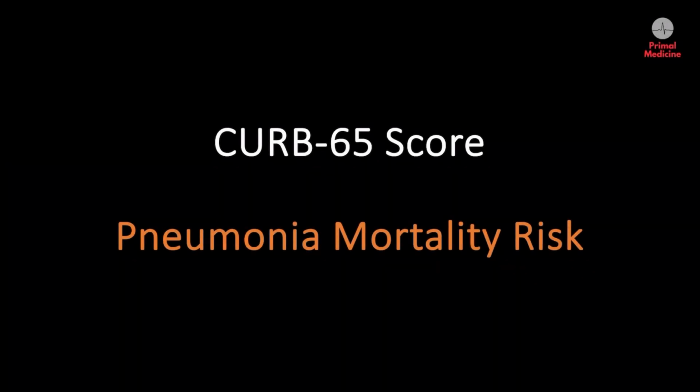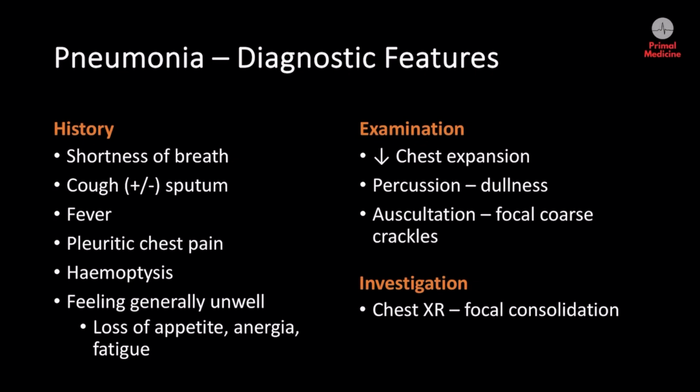Today we will cover the CURB-65 score and how we can use this to assess the risk of mortality in patients diagnosed with pneumonia. There are a number of signs and symptoms which the patient may present with to indicate a diagnosis of pneumonia, and this can be obtained from taking a comprehensive history, examination, and, if available, doing appropriate investigations.